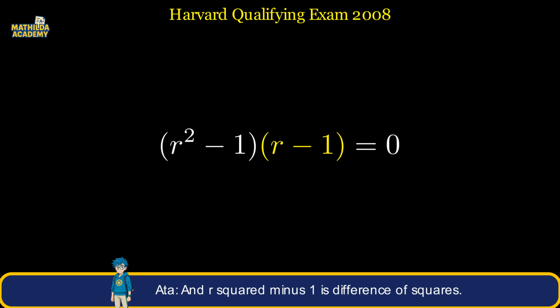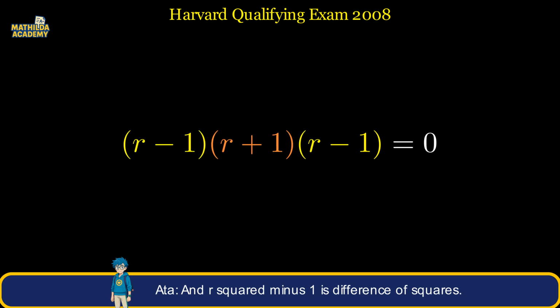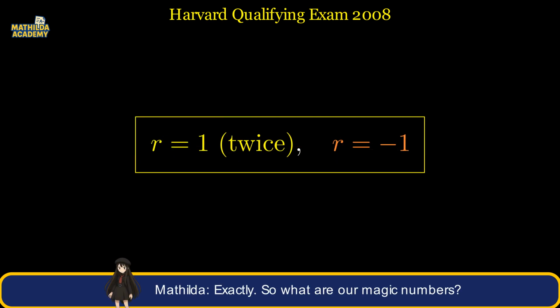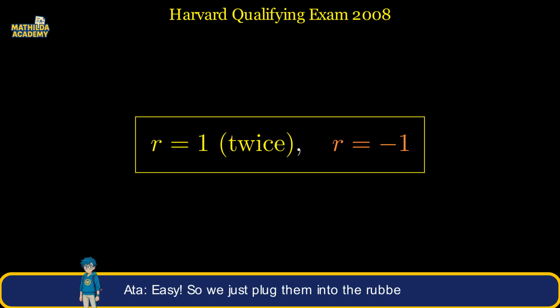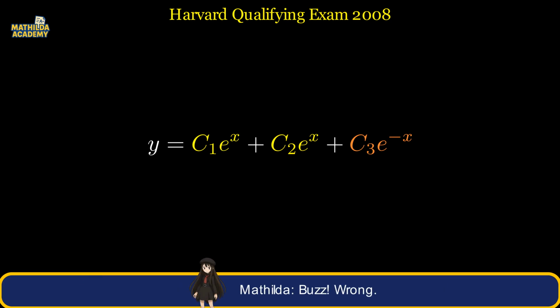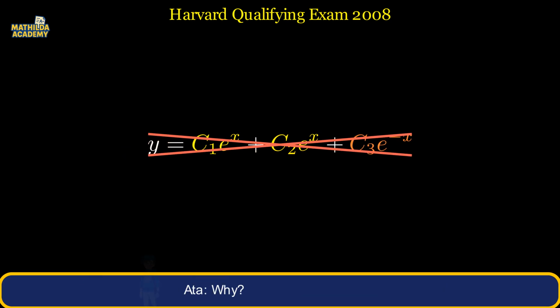And r squared minus 1 is difference of squares. Exactly. So what are our magic numbers? Easy, so we just plug them into the rubber band formula. Buzz, wrong. Why? Those correspond to the roots.